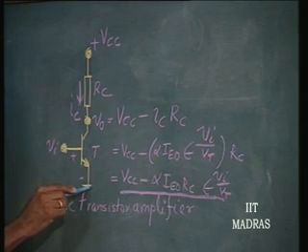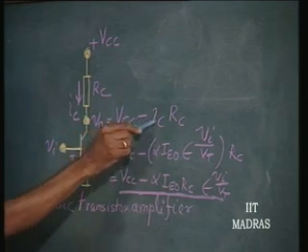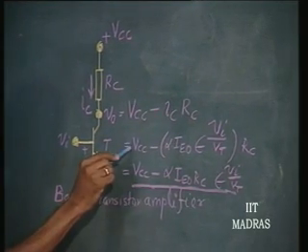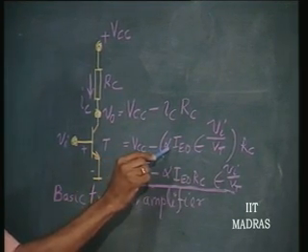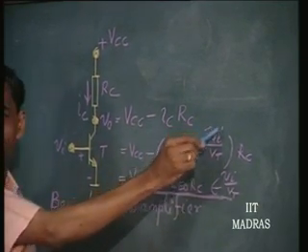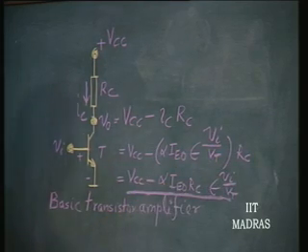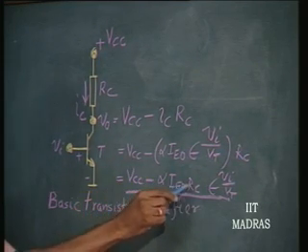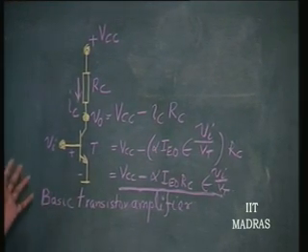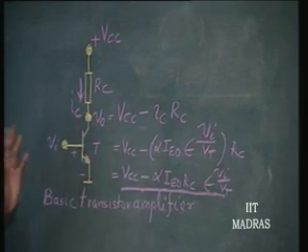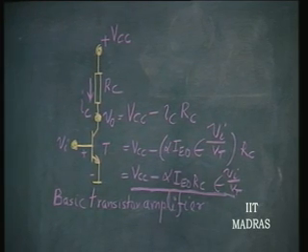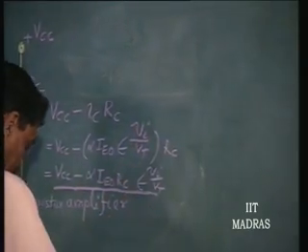Vi is the input signal, and V naught is equal to VCC minus IC times RC, and that is equal to VCC minus alpha times IE, and IE is in turn equal to IE naught exponent Vi by Vt, and therefore, that into RC. So, VCC minus alpha IE naught RC into exponent Vi by Vt. So, this we already know. This is an exponential relationship between output and input of a basic transistor stage. If we plot this, how will we see this?